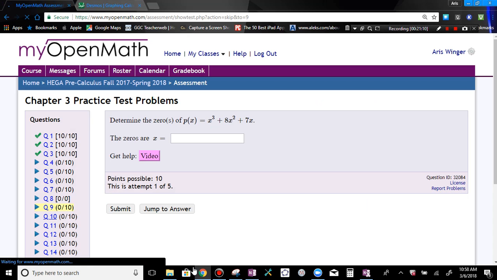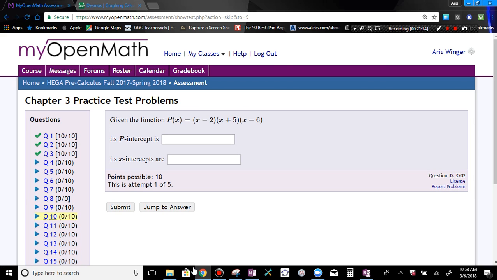We'll try to get halfway through this. Find the y-intercepts and the x-intercepts. So the y-intercepts, you set x equal to 0. The x-intercepts, you set the whole thing equal to 0, right? And solve. So the y-intercept looks like it's 60. The x-intercepts look like 2, 6, negative 5. Plug in 0 for the y-intercept. Set the whole thing equal to 0 to get the x-intercepts. That seems a couple more.